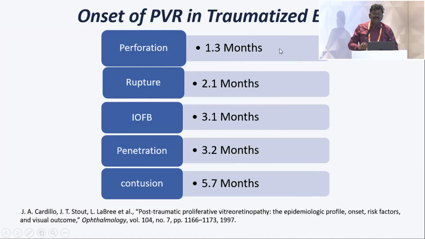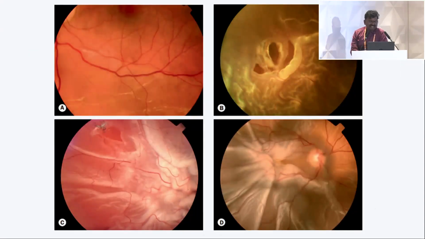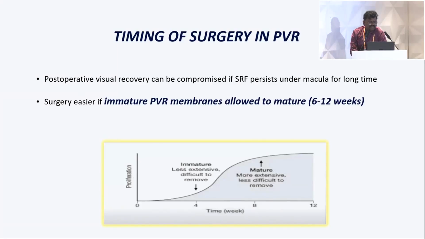So the onset also varies. It's not immediately that we'll come across PVR in case of trauma. Depending upon whether it's a perforating injury or a rupture or a foreign body, it ranges from a minimum of 1 month to a maximum of 6 months for the proliferation to happen in these cases. But when they proliferate, it is very severe.